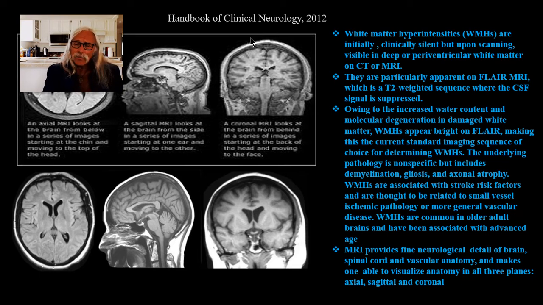So WMHs are associated with stroke risk factors and are thought to be related to small vessel ischemic pathology, or more general vascular disease. WMHs are common in older adult brains and have been associated with advanced aging as well. So MRI provides fine neurological detail of the brain, as shown here. Spinal cord can also be analyzed, and indeed the vascular anatomy. And it makes one able to visualize anatomy in all 3 planes using MRI: the axial, the sagittal, and the coronal.